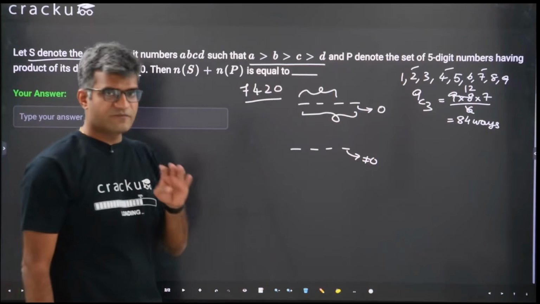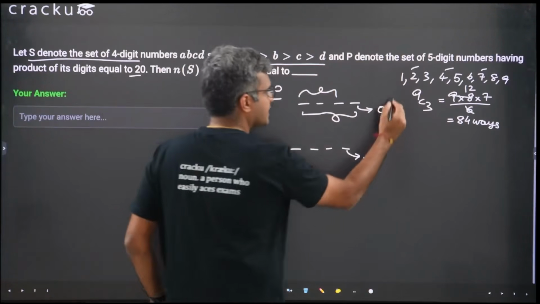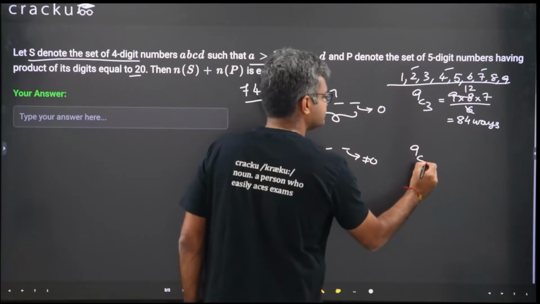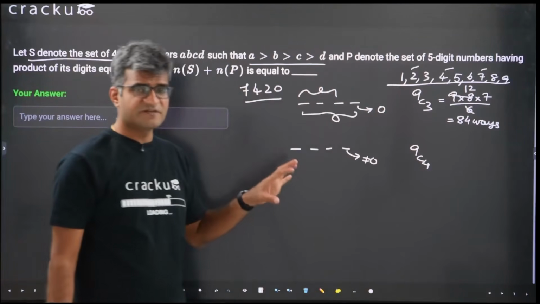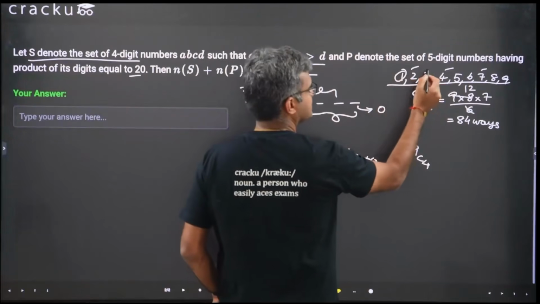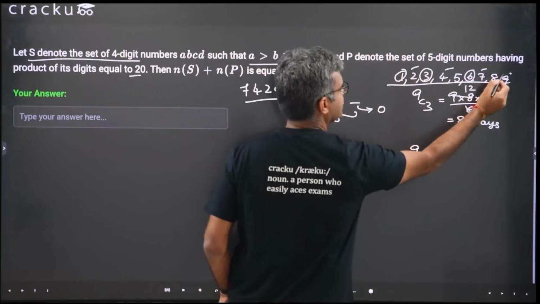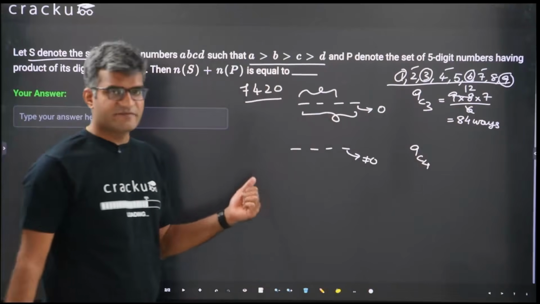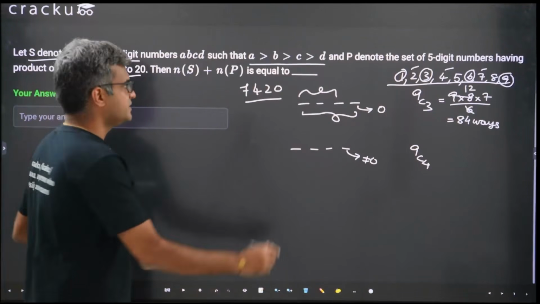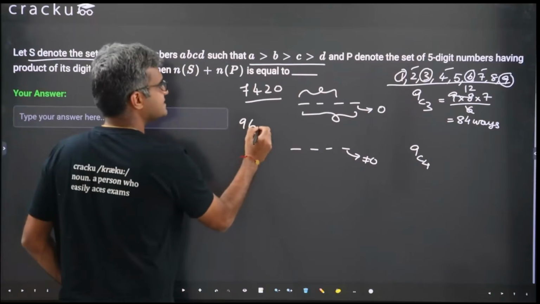Then we need to select 4 digits out of again the same 9 digits and they can be selected in 9C4 ways. Once we select the 4 digits, for example, suppose the 4 digits selected are 1, 3, 6 and 9, there is only one way in which we can arrange them in descending order.